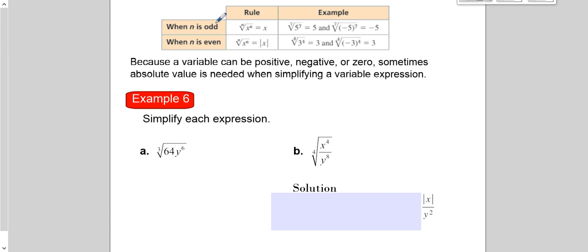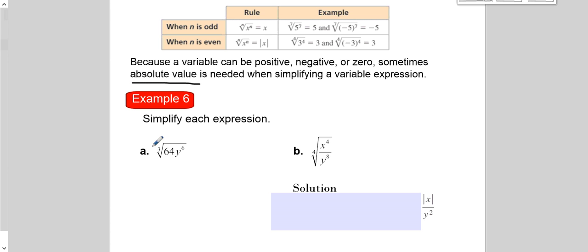When n is odd, the nth root of x to the n is just x. When n is even, the nth root of x to the n is the absolute value of x. In most situations, they'll just tell us that they're positive numbers and we don't have to worry about this. But every now and then they don't do that. So because a variable can be positive, negative, or 0, sometimes absolute value is needed when simplifying a variable expression.